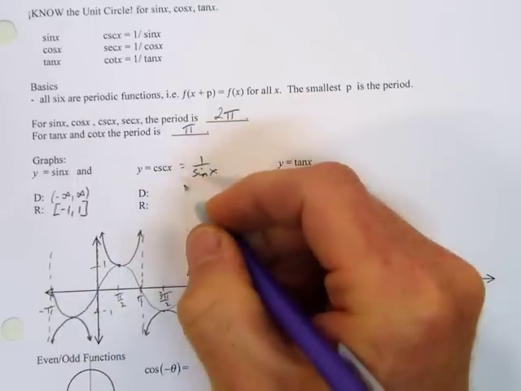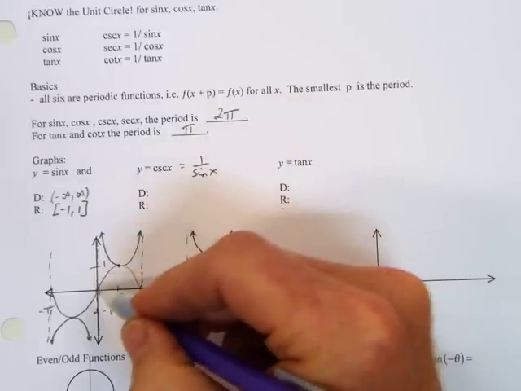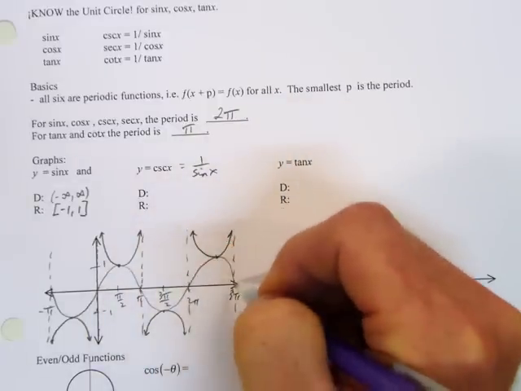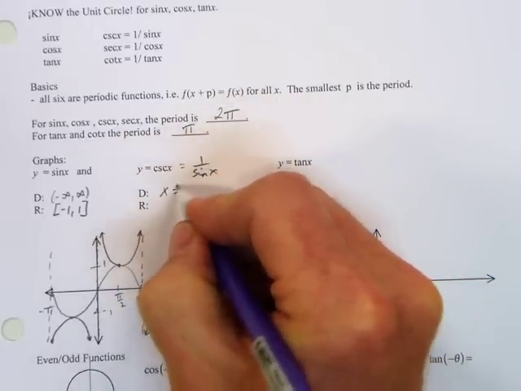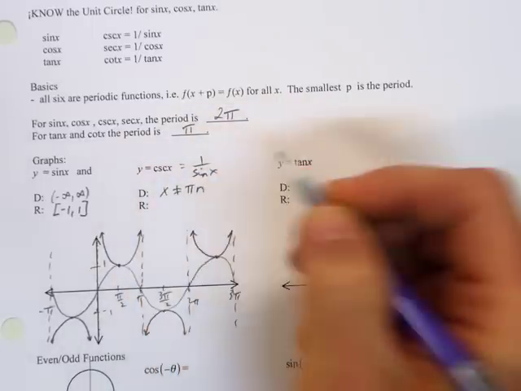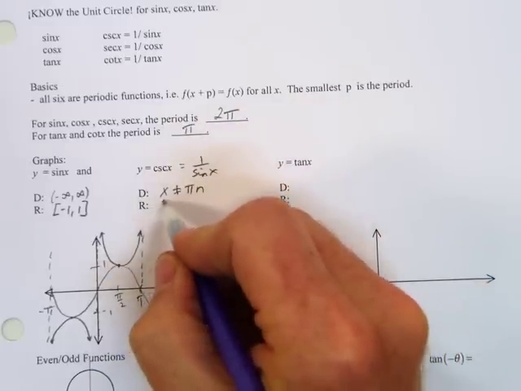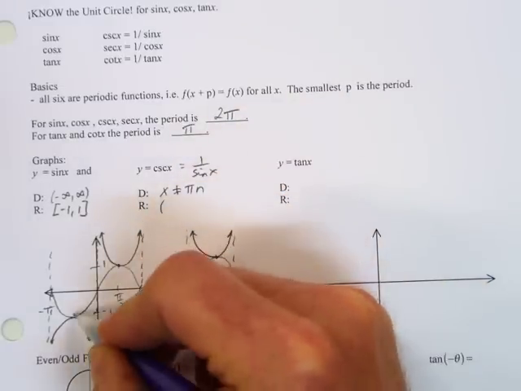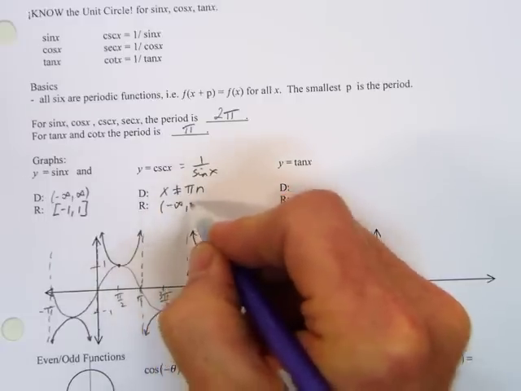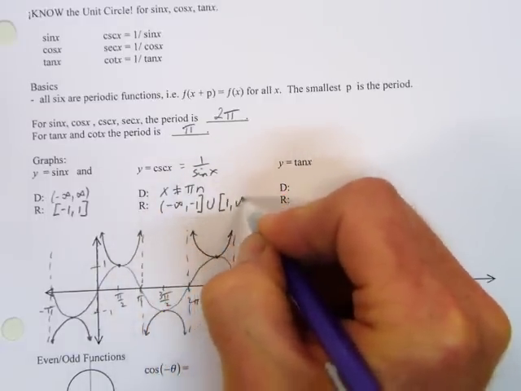What's the domain of this? Well, what values don't work? 0, pi, 2 pi, 3 pi. So x cannot equal pi n. The range would be, we're going to look at negative infinity to -1, including -1. So we'll have a bracket, union with, bracket 1 to infinity.